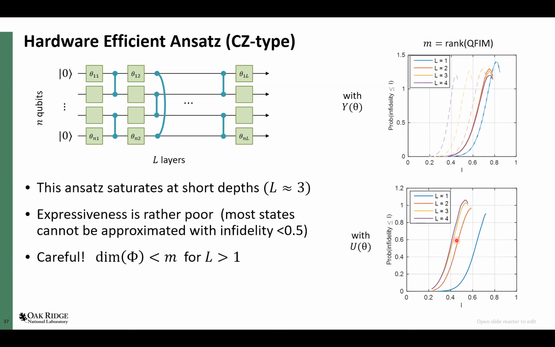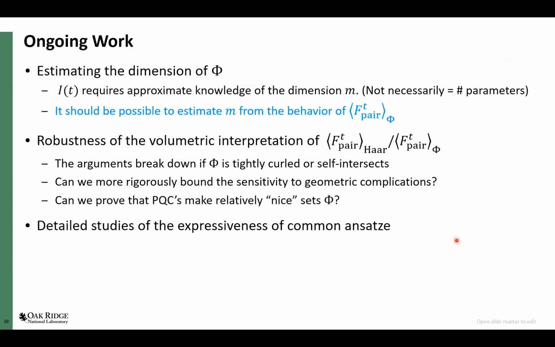Again, this highlights the importance of correctly identifying the dimensionality of the set of states that you're trying to characterize. So that's a bit of a catch-22, right? We're trying to understand the expressiveness of a circuit, but to do that accurately, we need to know its dimensionality. So the work that I'm currently doing is to take the behavior of this pairwise fidelity as a function of t, and from that extract an estimate of the appropriate dimensionality. And once that's done, then you can map that to a characteristic approximation tolerance.